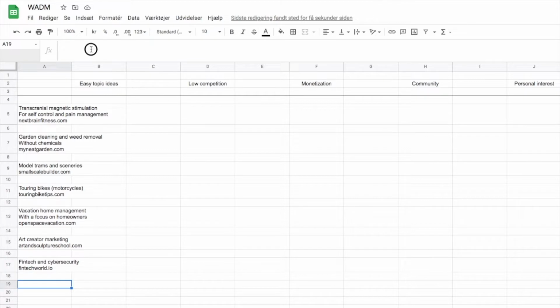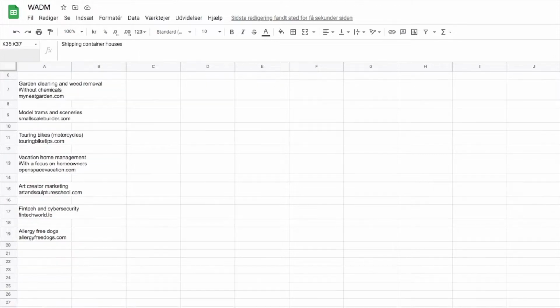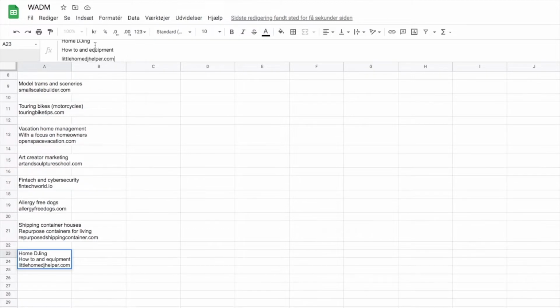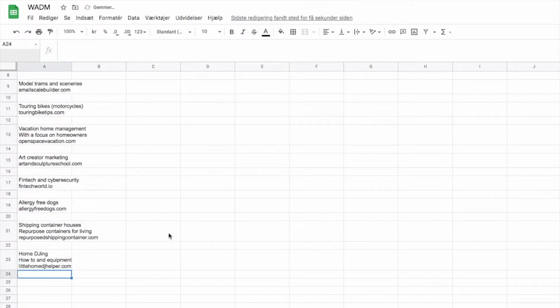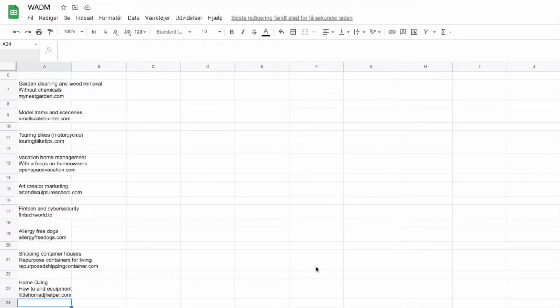One of the ideas that has been in my spreadsheet for a while is allergy-free dogs. Here is something about using shipping containers for houses. This is actually an idea I got from the Income School guys, but home DJing and equipment. I promised you I was going to find some ideas that Emilia Gardner suggested.